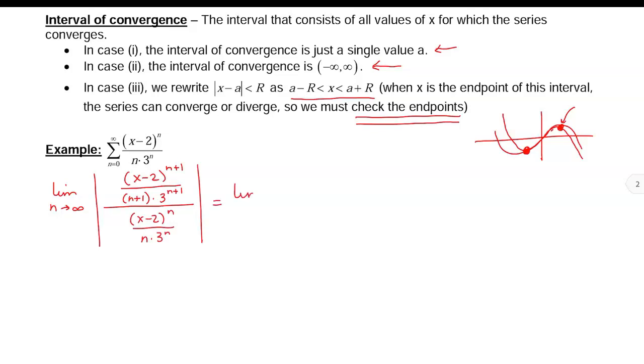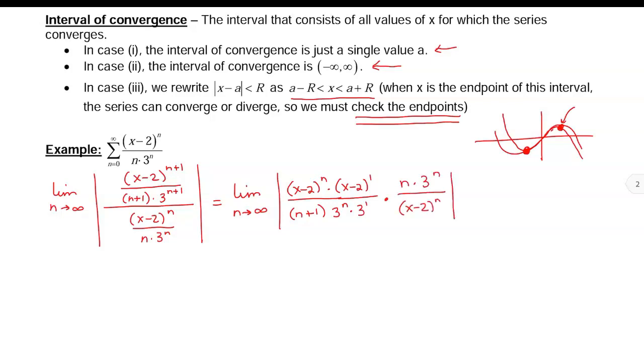I want to rewrite that complex fraction as the product of two fractions. So when I do the numerator, I'm going to break it down. So (x minus 2) to the n plus 1 power, that's (x minus 2) to the n power times (x minus 2) to the first power. So I broke that down. In the denominator, I'm going to copy the n plus 1. And 3 to the n plus 1 breaks down into 3 to the n times 3 to the first. Now I'll flip the bottom fraction.